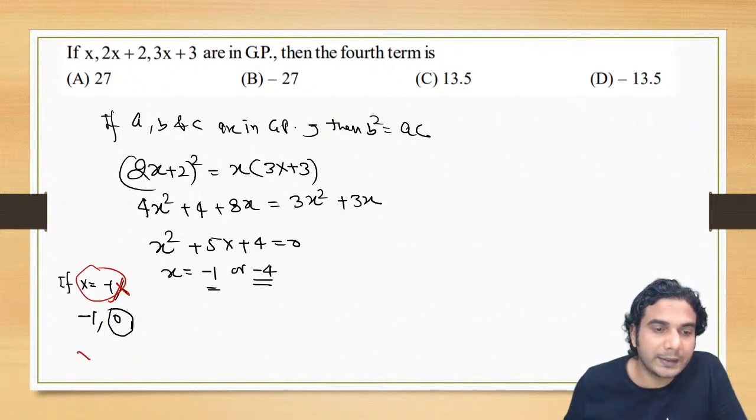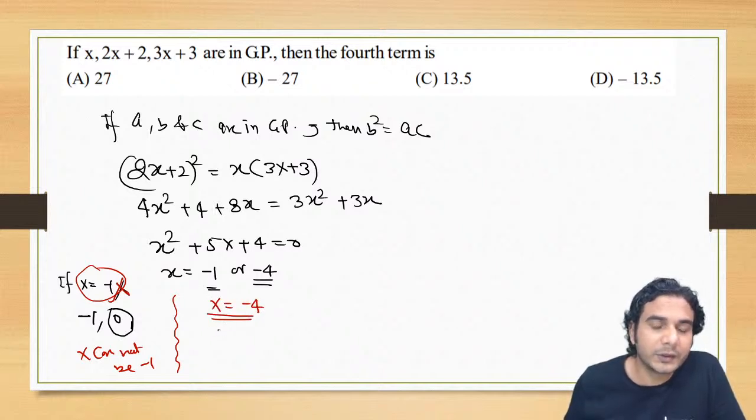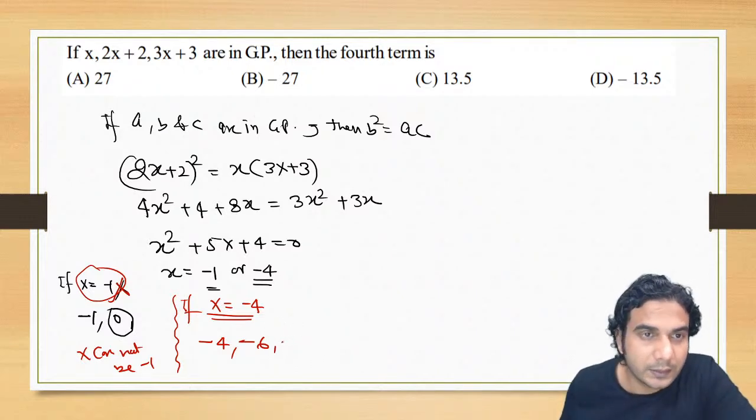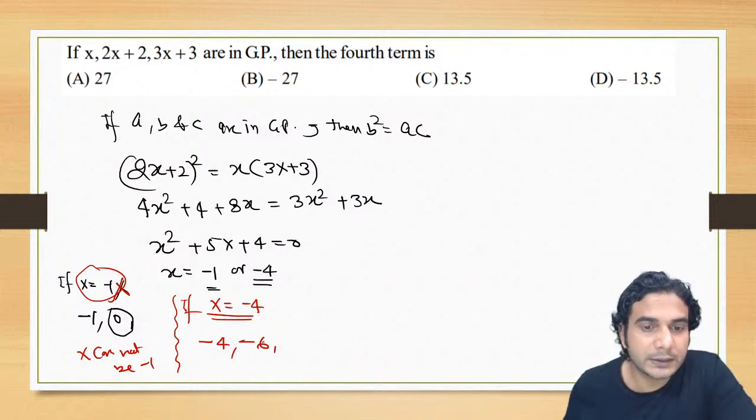So x cannot be -1. Then what is remaining? That means x is equal to -4 can be the other value, right? So if x is equal to -4, then the terms will be -4, then -8 plus 2 is -6, then -12 plus 3 is -9, right? So what is the common ratio? Let's find the common ratio.